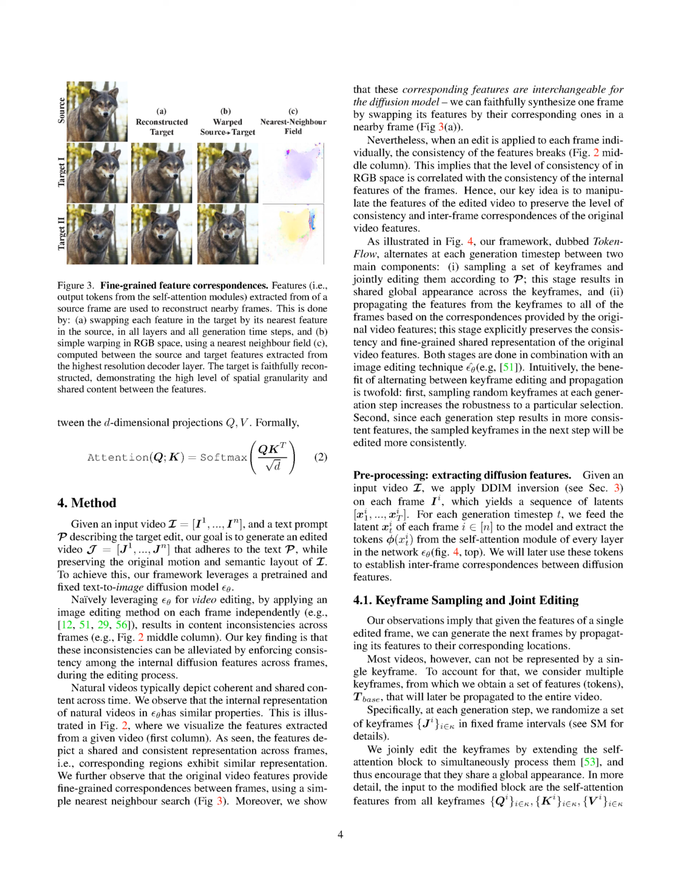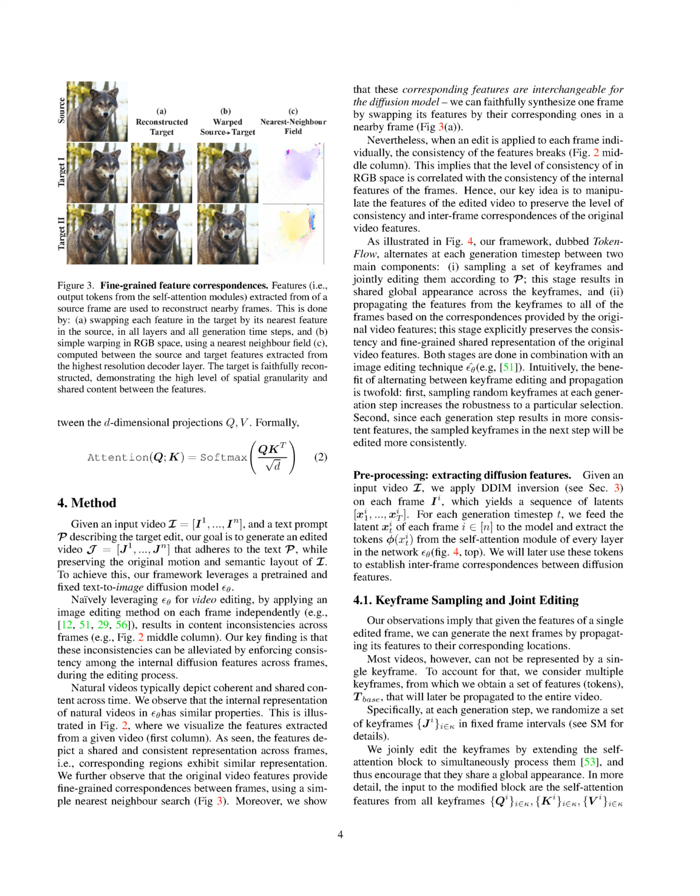However, when an edit is applied to each frame individually, the consistency of the features breaks. Therefore, our main idea is to manipulate the features of the edited video to maintain the consistency and inter-frame correspondences of the original video features. Our framework, which we call TokenFlow, alternates between two main components at each generation step. One, selecting a set of keyframes and editing them according to the text prompt, resulting in a shared global appearance across the keyframes, and two, propagating the features from the keyframes to all of the frames based on the correspondences provided by the original video features.